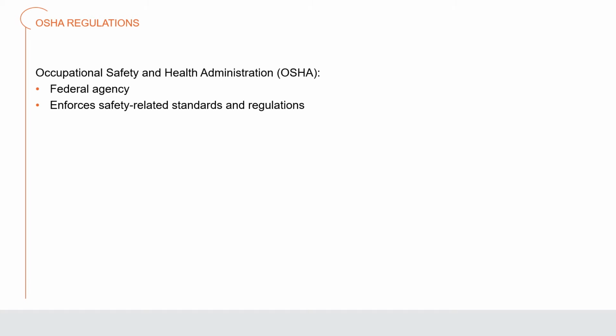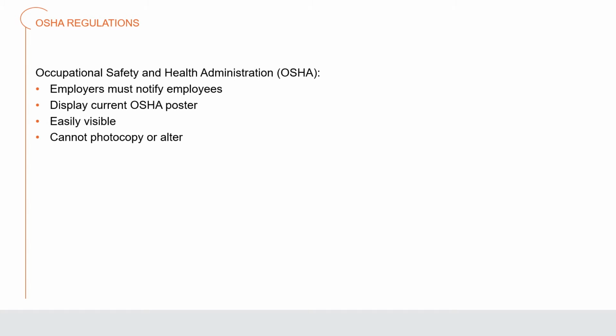The Occupational Safety and Health Administration, otherwise known as OSHA, is the federal agency that creates and enforces safety-related standards and regulations in the workplace. Employers are required by law to inform employees of job safety and health protections provided under the Occupational Safety and Health Act of 1970. Every restaurant and food service operation must display an up-to-date copy of the OSHA poster, Job Safety and Health is the Law, or the state equivalent, where employees can easily see it when they report to work. This poster is so important that employers cannot post photocopies or versions that are smaller than the original or changed in any other way.